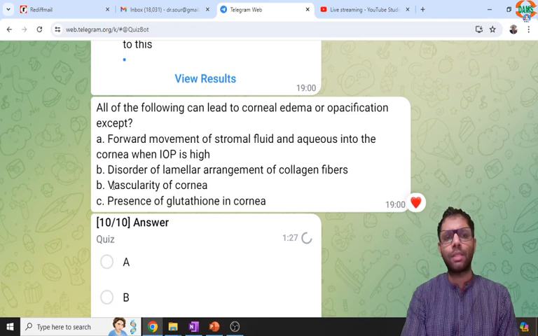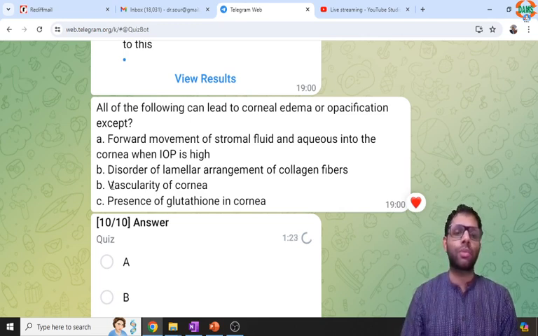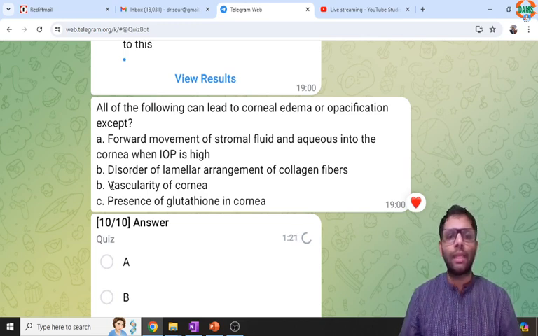This I made a mistake. I wrote avascularity. No, but avascularity is responsible for transparency. Vascularity is a healing process. The vessels come if there is an infection in the cornea, vessels come with nutrition, but at the end they will become scarred. So vascularity will also lead to corneal edema, opacification. Glutathione is the answer over here because glutathione is responsible for transparency, but not in the cornea, rather in the lens.